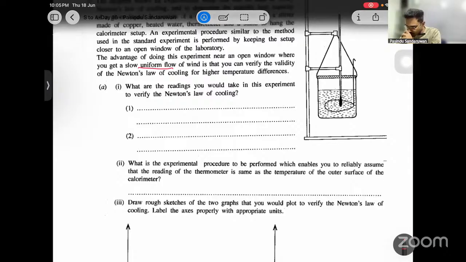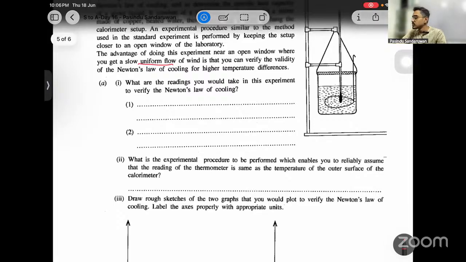A. What are the readings you would take in the experiment to verify Newton's law of cooling? What we draw is a graph of temperature against time. We need the temperature fall with time. So the first reading is the temperature of the liquid against time, during same time intervals.